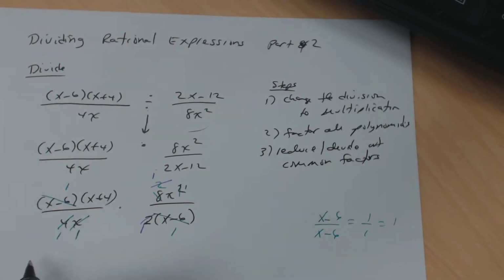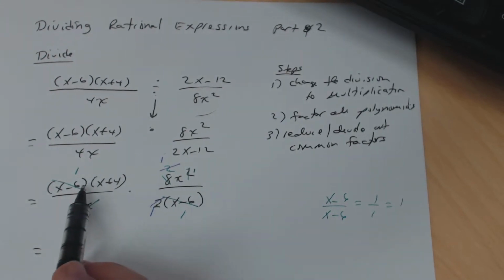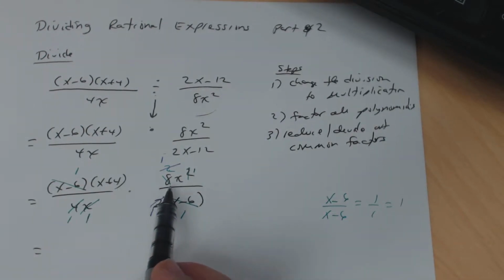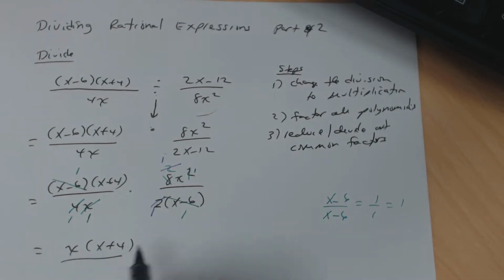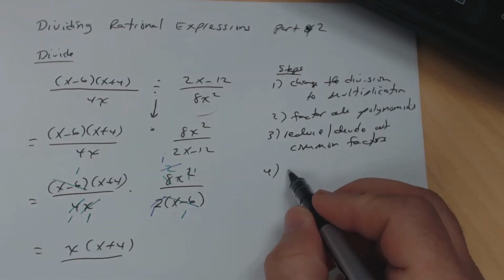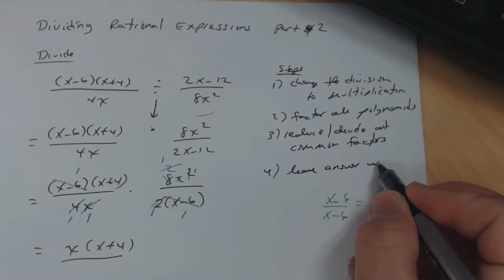So the answer is going to be, remember, all these are equivalent, 1 times x plus 4 times x. So you get x times x plus 4. Go ahead and leave it like this. Leave it in factored form. Don't distribute, just leave it as it is. Remember, one of the things we'd like is for you to leave your answer in factored form.